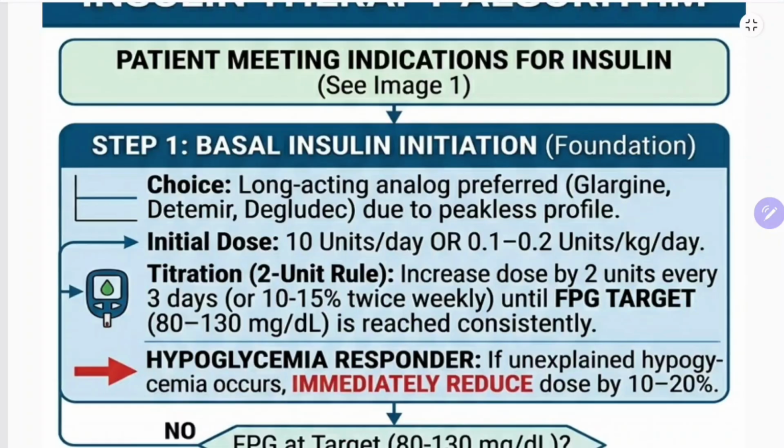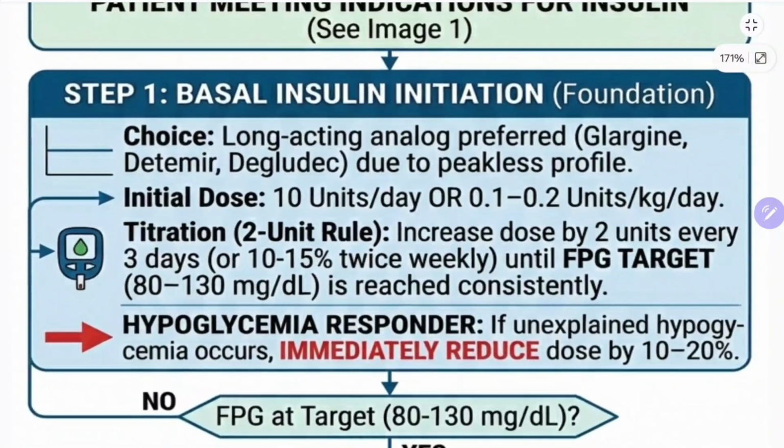Among the common criteria, one is a crisis like DKA and HHS, and resistance to pharmacotherapy. Second, when the HbA1c is more than 10% or the blood glucose level is more than 300 milligram per deciliter. And the third one is when there is a catabolic state. Okay, that's about type 2 indications. So how will you start?